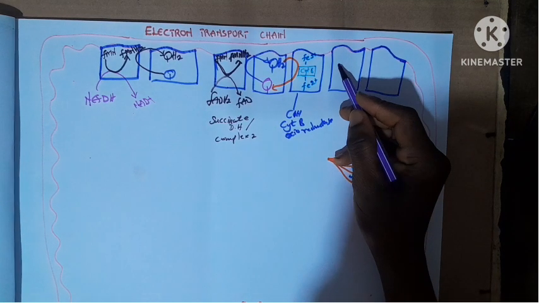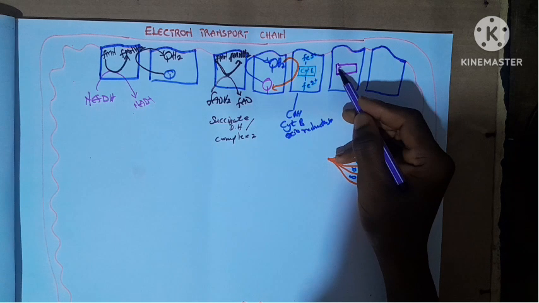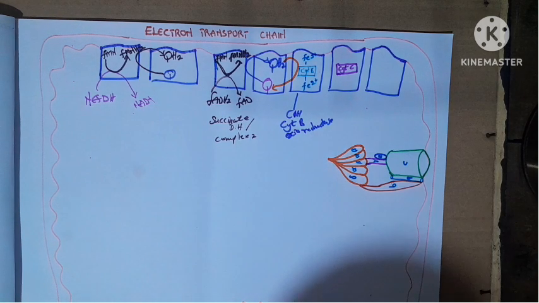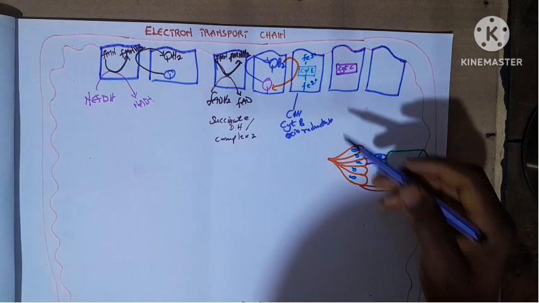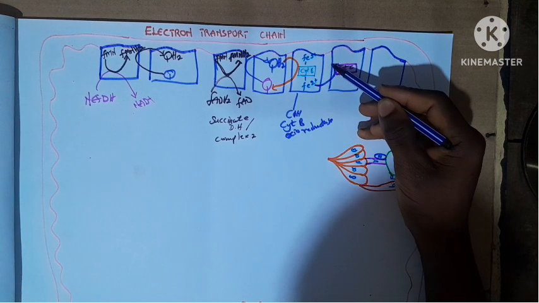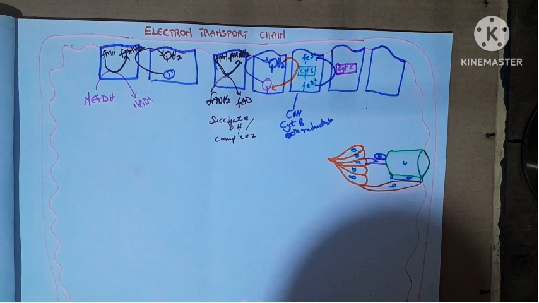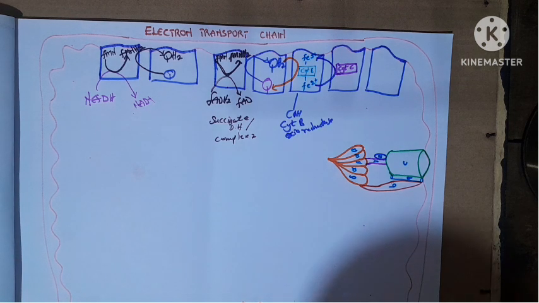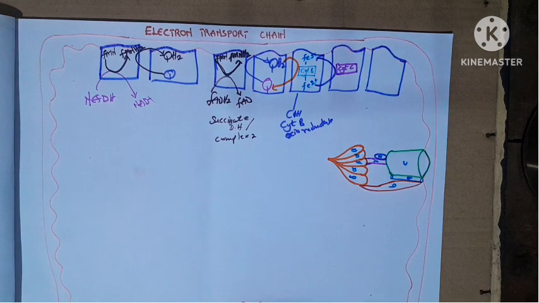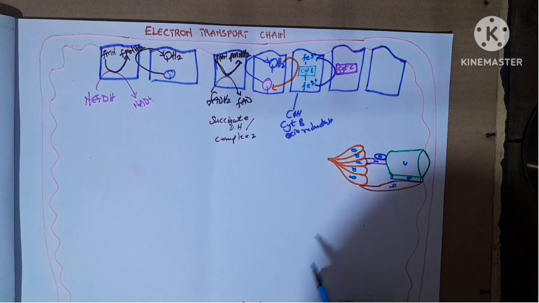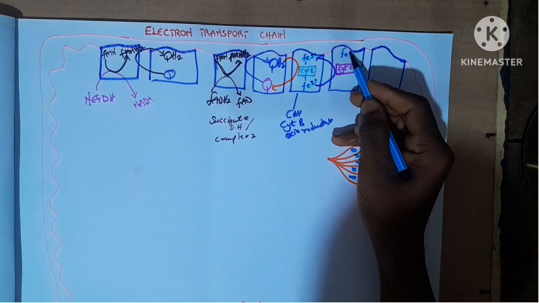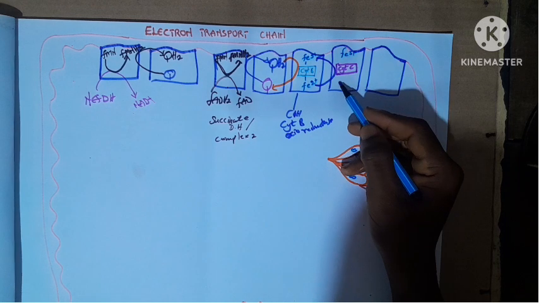So this is cytochrome C. Yes, so this iron 2 will pass its electrons to cytochrome C, and when it does that, it will get converted to iron 3. Also, this cytochrome C has iron 3 and iron 2.